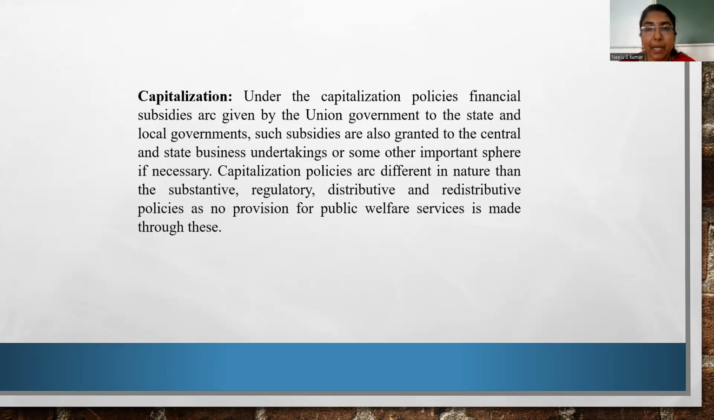All the other public policies aim for the general welfare. In the case of capitalization public policy, it is not for the general welfare. Even though it is welfare oriented, it is not for the general public. It is not directly from the government to the people. It is from the central government to the state government, then to the local government, like that. And it is for capitalization, giving capital or the basic fund for the development activities.